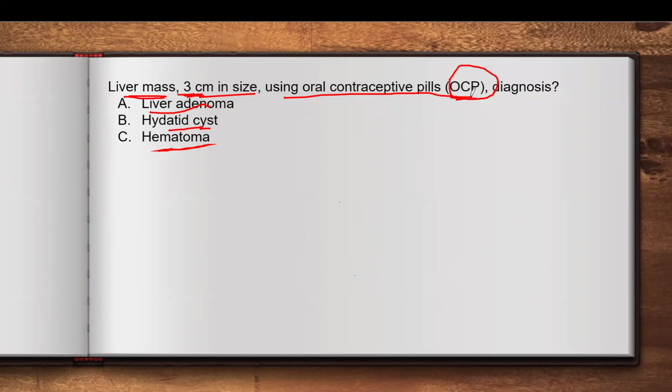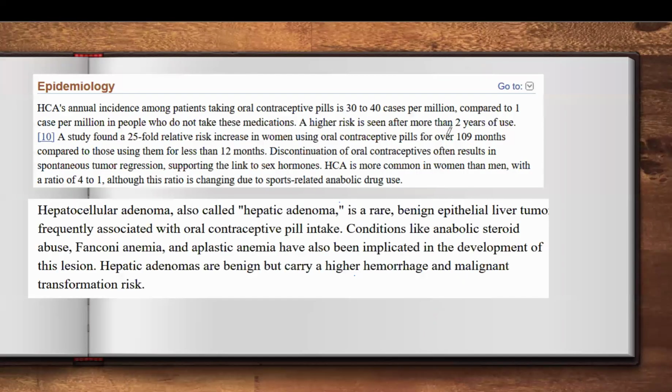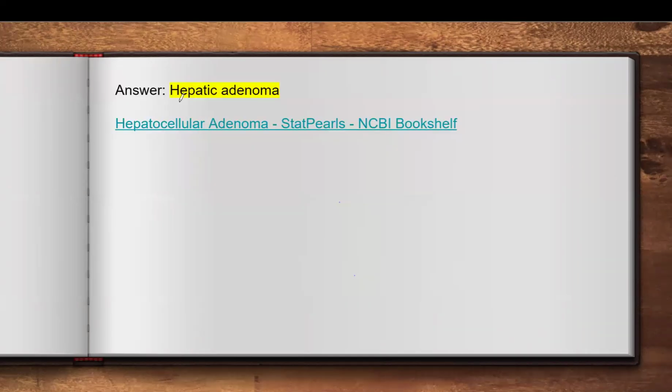However, in case of females who are taking OCPs and have developed this adenoma, the cutoff is 5 centimeter. If it is more than 5, then refer for surgery. Otherwise, if it is less than 5, just keep on monitoring with follow up ultrasounds. Okay, and remove the offending agent. So it is related with the OCPs, hepatic adenoma.